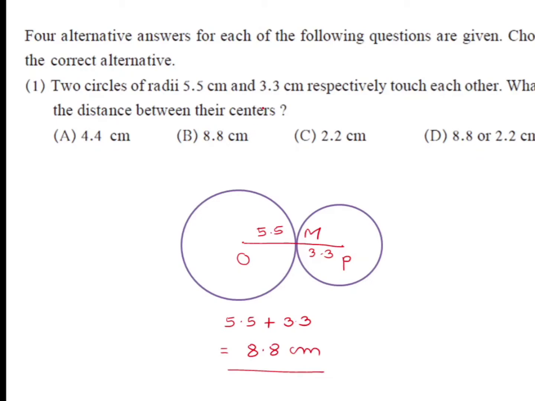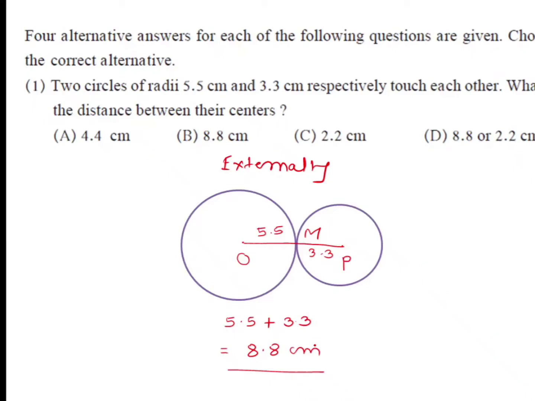Now in the question it is not given that these two circles touch externally. So we have to consider both the possibilities. Either they are touching externally or they are touching internally. So if they are touching externally, then we get the distance between these two as 8.8 centimeter.